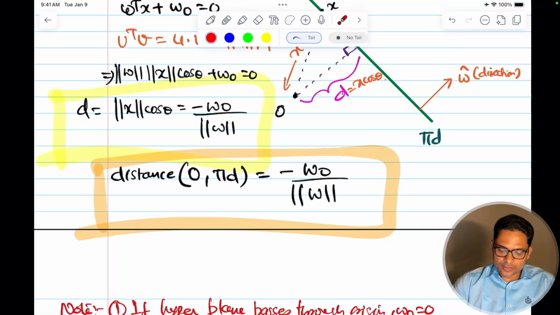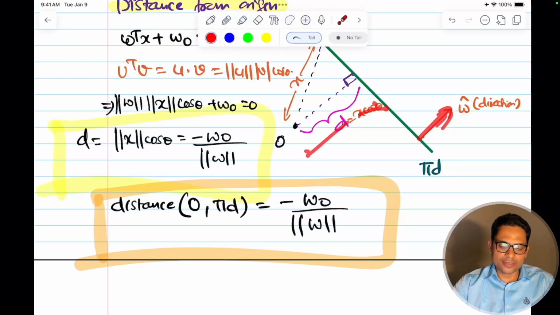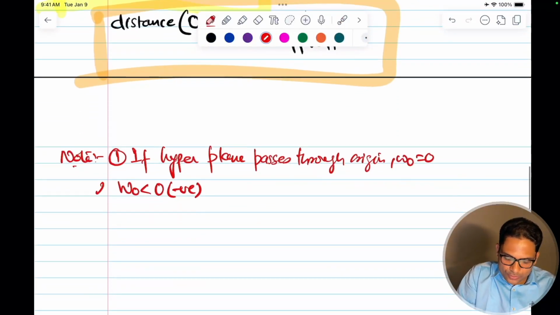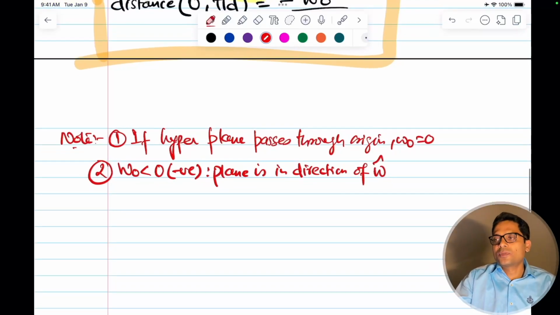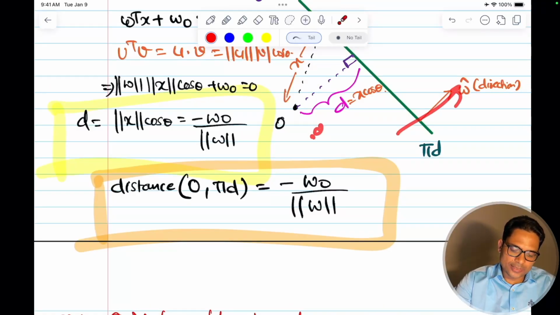If this w naught is negative, then the plane is in the direction of the unit vector. So in this case, this is on this side. So let me write it down. This is 2. If w naught is negative, then the plane is in the direction of the unit vector with respect to the origin. So my plane is in the direction of the unit vector, that is on this side. If the vector was on this side, then the plane would have been this side.